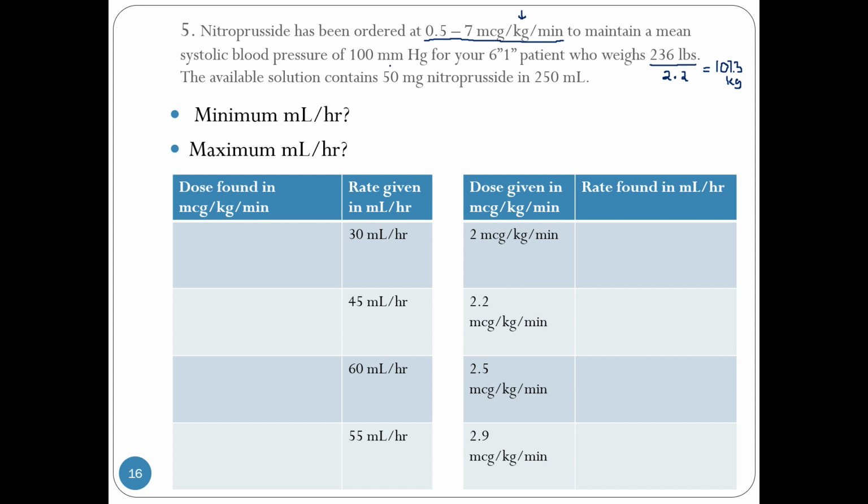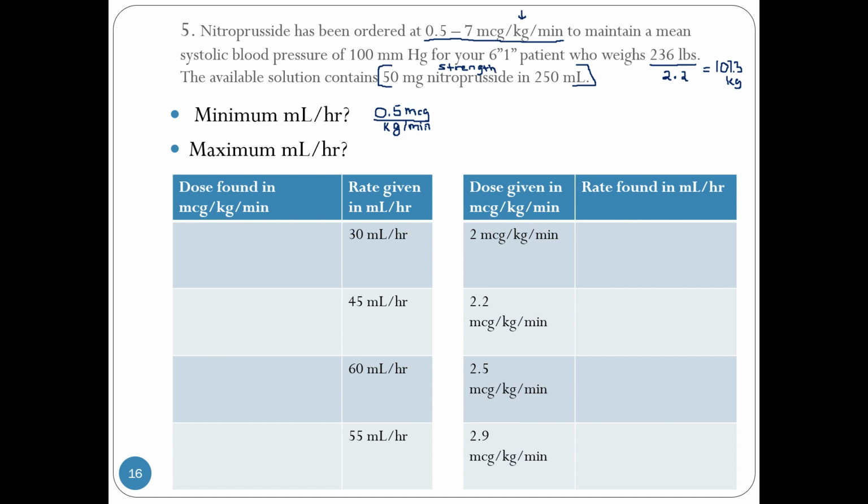Continuing to read, I see this 50 milligrams in 250 mLs. So that is the strength of my med, and that is one of the things that I am going to need to do my dimensional analysis. The first question that I'm asked is for the minimum. And so I look at the range that was ordered, and I'm going to start with 0.5. Micrograms goes on the top of this fraction, and both kilograms and minutes go in the denominator.